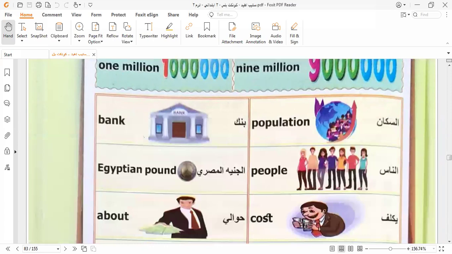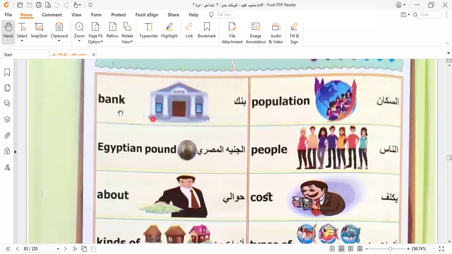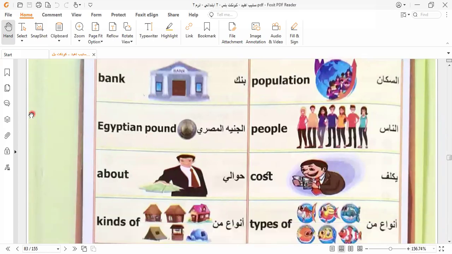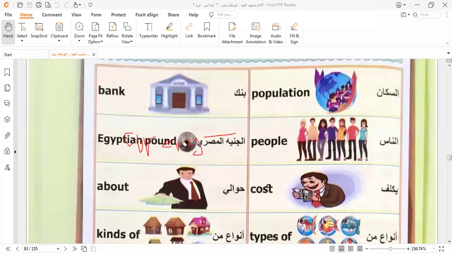Let's read the rest of the vocab here. We have bank, population, Egyptian pound. Egyptian pound is the currency of our country. The currency of our country is the Egyptian pound. Another one, like America, the currency of this country is the dollar. So every state, every country has its currency.